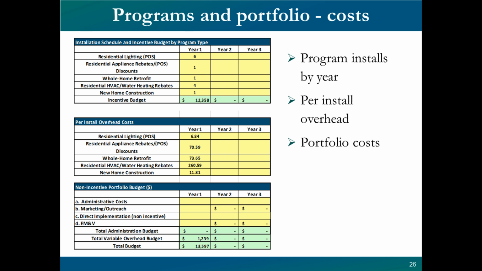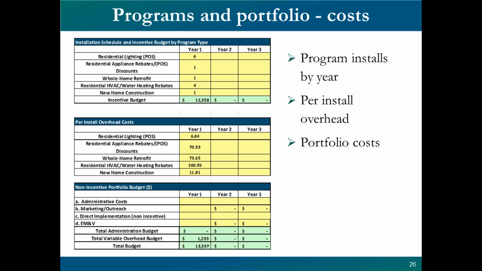Now, this is where we can also enter overhead costs that aren't associated with a particular program or measure. One way is per install. So for each installation of a residential lighting program, how much overhead is associated with that, and again across 3 years.